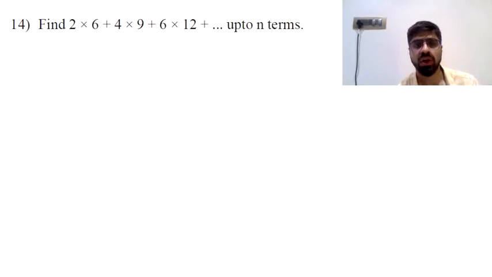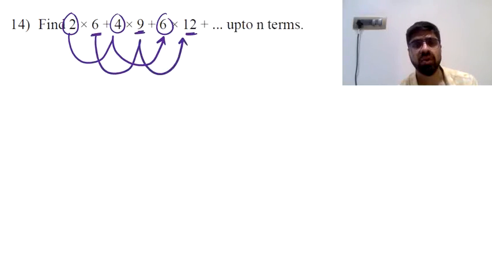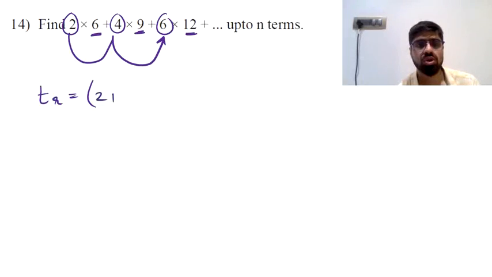Moving on with the 14th one. If you check in this case, every term is a combination of two terms. The first term of each term is forming an AP, and that is 2, 4, 6 and so on. The second term is also forming an AP with the first term as 6 and the second term as 9. So in general, if I have to write an expression for the rth term, the first term is an AP with the first term as 2. So 2 plus, I will say r minus 1 into the common difference, which is 2.